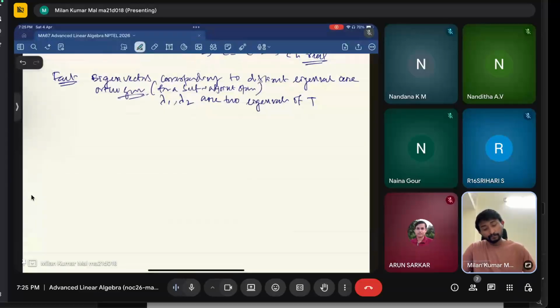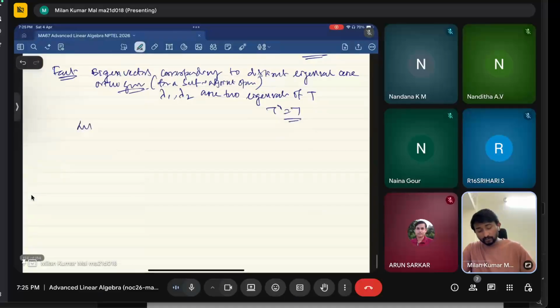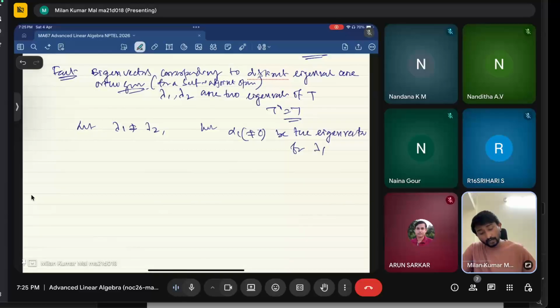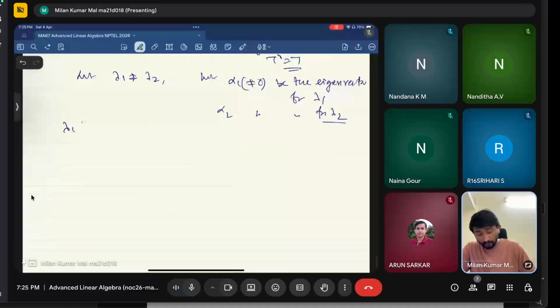Okay. So T star is equal to T, that we know. Let lambda 1 not equal to lambda 2, and let alpha 1, not equal to 0, be the eigenvector for lambda 1, and alpha 2 be the eigenvector for lambda 2. We have to prove that the inner product of alpha 1 and alpha 2 is 0. Orthogonal means to prove alpha 1 inner product alpha 2 equals 0.